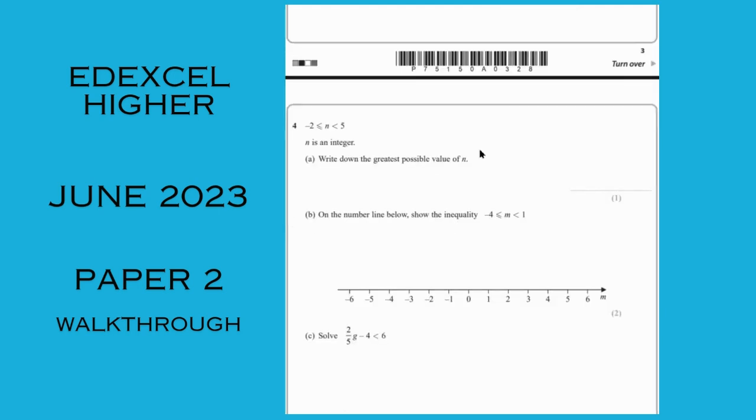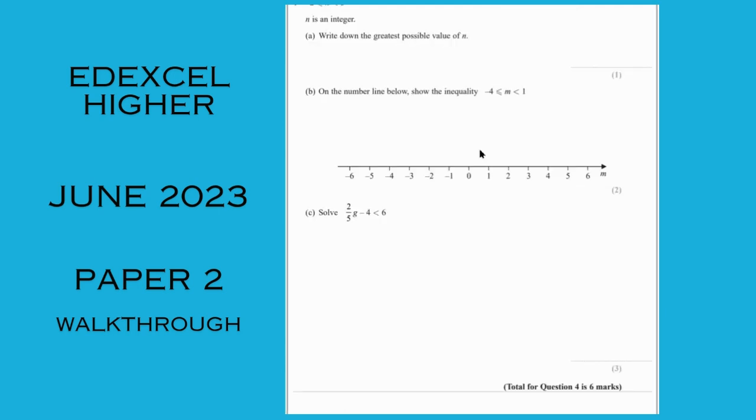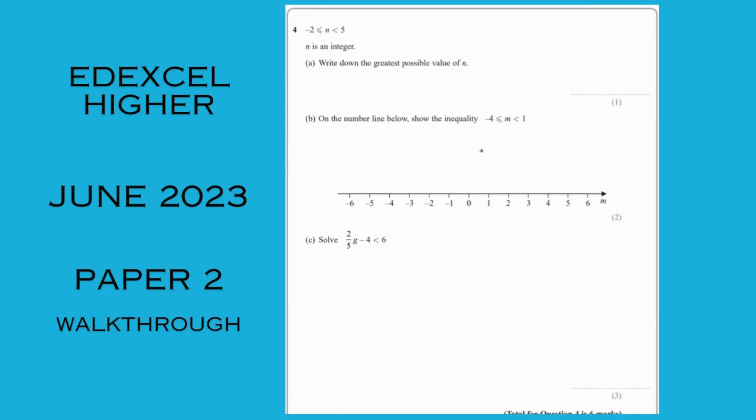In 4 for standard inequalities. Greatest possible value, so you look at the upper end, it's a 5, but we haven't got an equals to, so you need to go 1 below. On the number line, show the inequality, so a circle at -4, a circle at 1, we have an equals to, so it needs a closed circle on -4 and an open circle on 1.